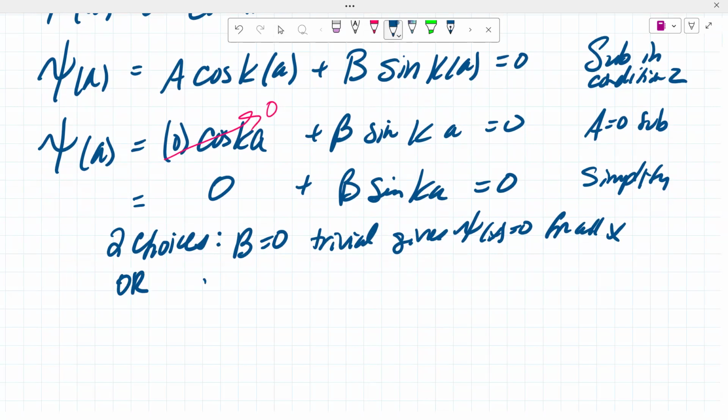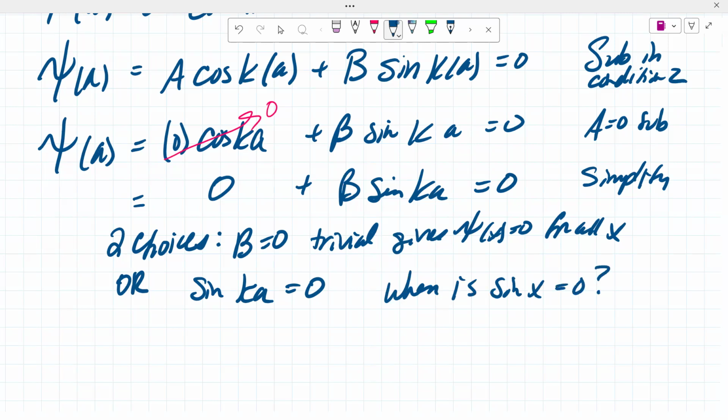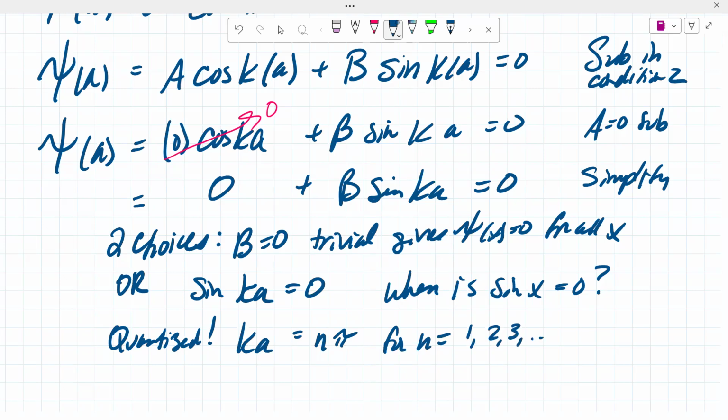Sine Ka equals 0. When is sine x equal to 0? When x is 0. So it's going to be quantized. Use our quantization again. Ka equals n pi for n equals 1, 2, 3, and so on.